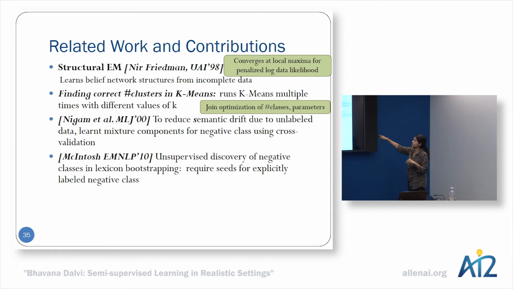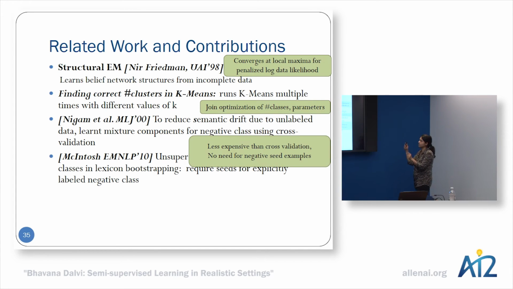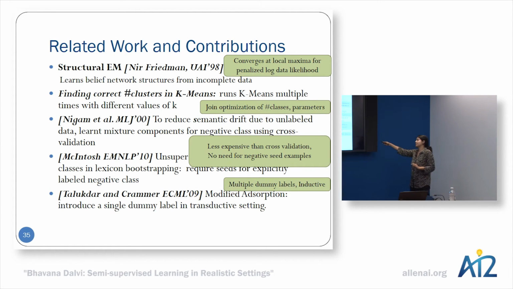Then there is some work which does detect semantic drift in semi-supervised EM, and they are trying to model the negative categories as a mixture model, and some of them are using seeds of negative classes, whereas we are not doing it in a cross-validation setting, so it's more efficient and we don't need any negative seed data. Yeah, there is some work in modified adsorption where they are introducing a dummy label which says none of the above. Our method is better because we have multiple dummy labels and it is inductive.